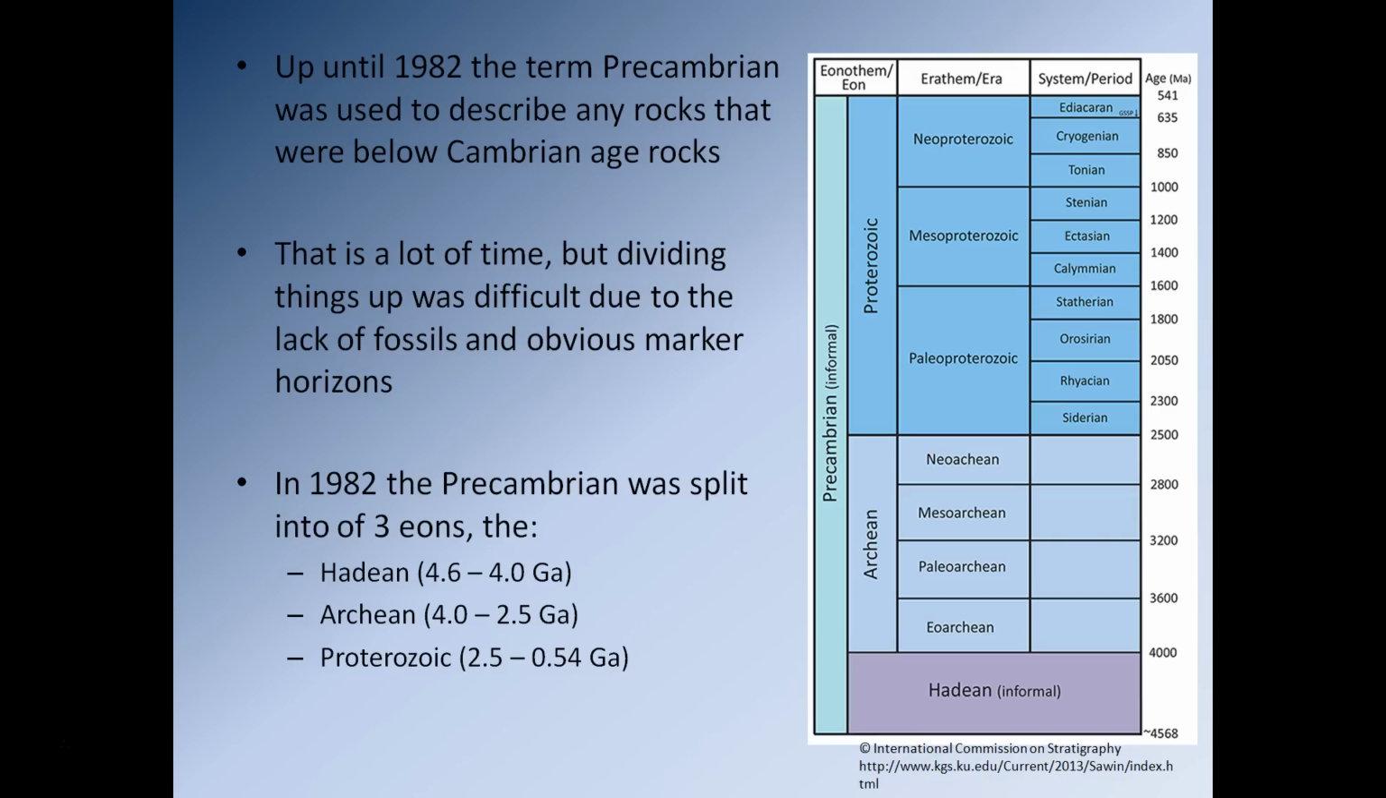So in 1982, the Precambrian was split up into three eons. The Hadean, which goes from about 4.6 to 4 billion years. The Archean, 4 billion years to 2.5 billion years. And the Proterozoic, 2.5 billion to 541 million years. So, essentially, you're thinking, well, why were those boundaries selected? The answer is, on the whole, they're actually relatively arbitrary.